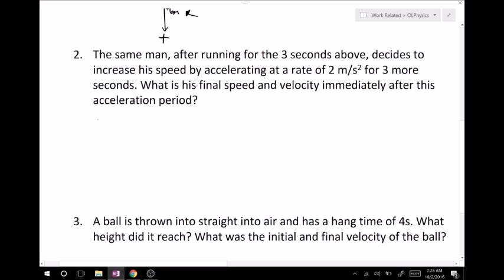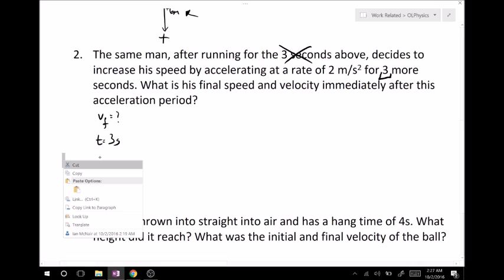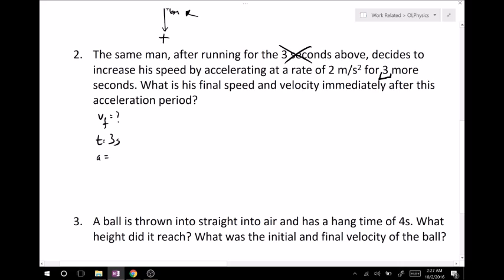So we're looking for a v final this time. Things that we have: a time, which is 3 seconds. We get it from this one right here. This one is from above, so that's a little misleading, but it's the same time, so I guess it doesn't matter too much. We have an acceleration that is equal to 2 meters per second squared.